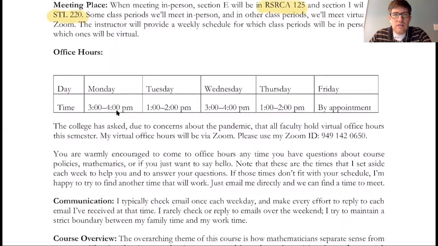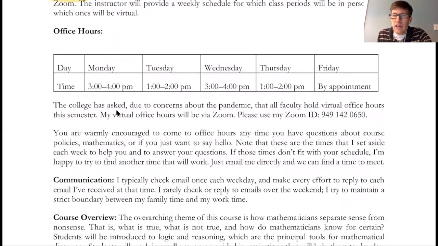Here are my office hours. So there they are. I will also say that the college has asked that faculty members have office hours virtually. So you can use my Zoom ID link here. I'll also post a link to this to Moodle, and I'll give you more information about Moodle later on in another video.